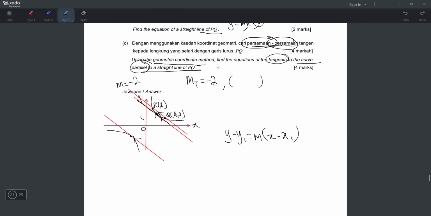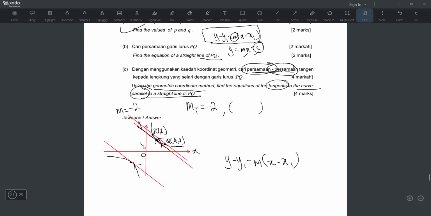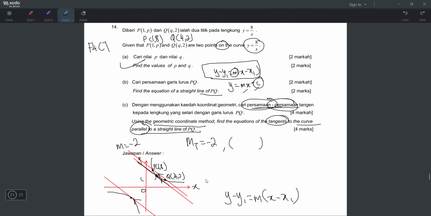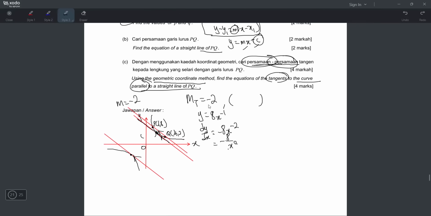If you do dy/dx, you can get it, because dy/dx will give you the gradient of the curve, right? And then you take the gradient of the curve equals -2, and then you straight away know the x coordinate. Okay, let's try doing it first. So y equals 8x to the power -1 because we want to differentiate, so we bring the power up, and then dy/dx will give you -8x to the power -2, because you take -1 times 8 to get -8, and then power -1 and you put it back down like that. This whole thing, you don't have the x coordinate, right?